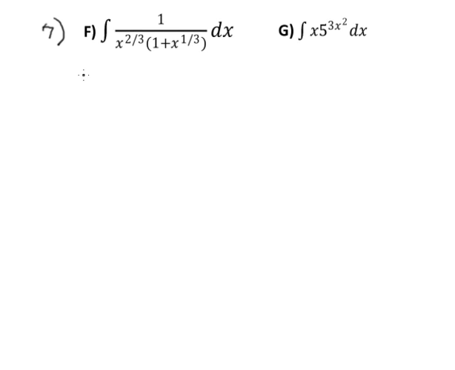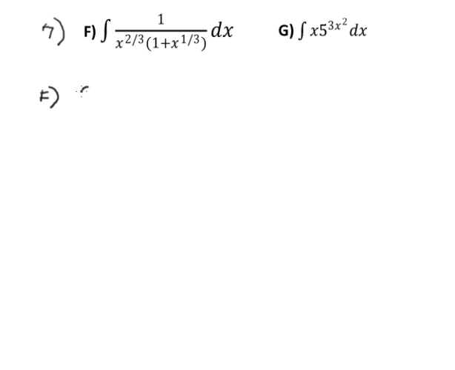Okay, let's look at these last two integrals. Well, let's rewrite f. If you realize that the derivative of x to the 1/3 is x to the minus 2/3, and we have 1 over x to the 2/3 right here, which is the derivative of x to the 1/3.